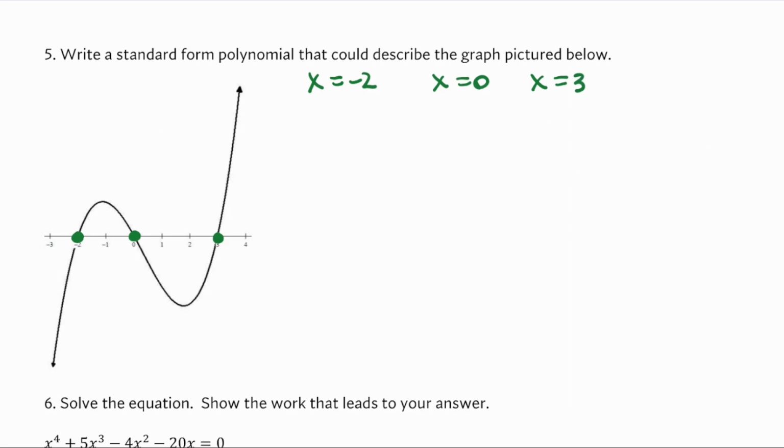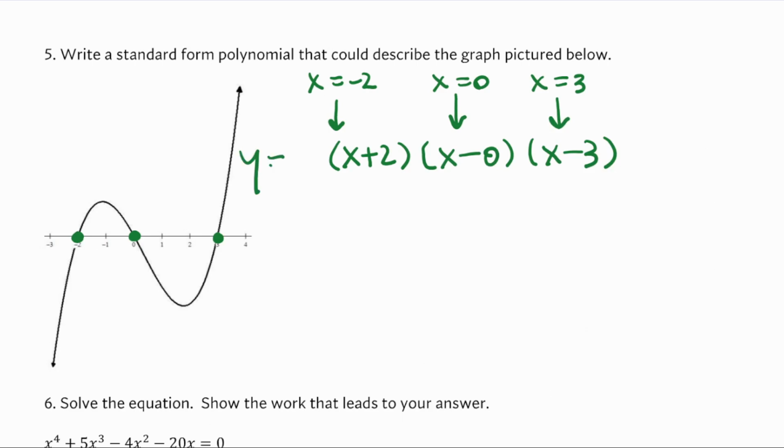And we learned in the last unit the connection between zeros of a polynomial and factors of the polynomial. So that means that if x equals negative 2 is a 0, then x plus 2 is a factor of the polynomial. And if x equals 0 is a 0 of the polynomial, then x minus 0 is a factor. And if x equals 3 is a 0, then x minus 3 is a factor. Eventually I think we're going to solve for the leading coefficient, but that a is going to be the leading coefficient.